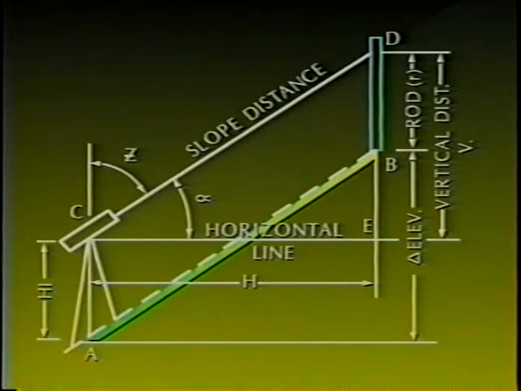To calculate the elevation of the sighted point, the vertical angle to the center of the prism is read from the total station and the slope distance is measured. Knowing the height of the instrument and the height of the prism, the elevation of point B can be calculated.